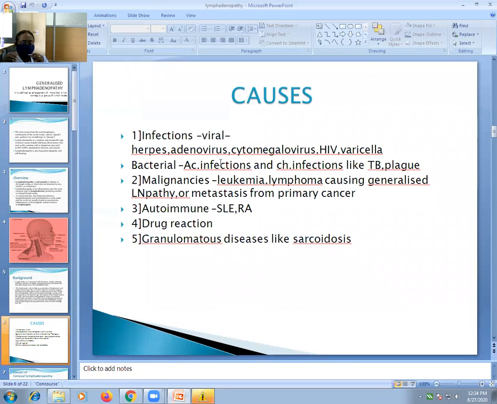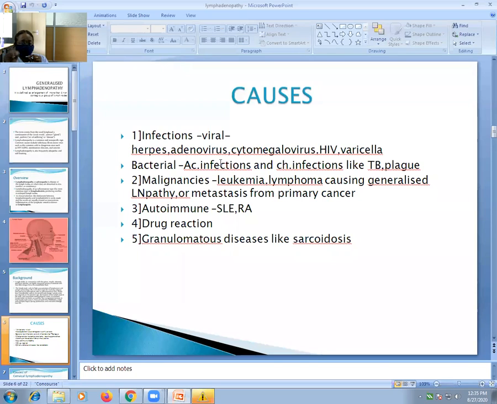Then another important cause for enlargement of lymph node is malignancies, either primary or secondary. Primary means malignancy of the lymphatic system, and secondary means secondary to metastasis. Leukemia and lymphoma are primary malignancies which can cause generalized lymphadenopathy. These are the malignancies of the lymphatic system. And then there is metastasis from primary cancer. So malignancy is a very important cause of enlarged lymph node.